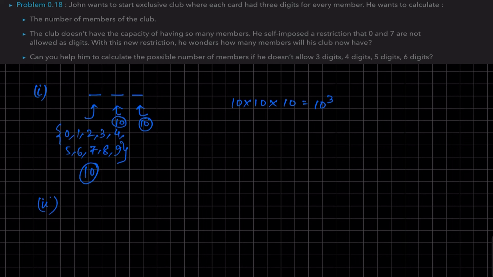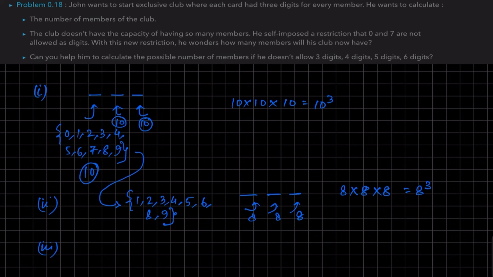The club doesn't have the capacity of having so many members, so he self-imposed a restriction that 0 and 7 are not allowed as digits. In this part, the number of digits will shrink down from 10 to 8 as 0 and 7 are not allowed. So the new set of digits allowed for all 3 places of the member card is 1, 2, 3, 4, 5, 6, 8 and 9. The choices are independent, so the total number of members now would be 8 cubed.